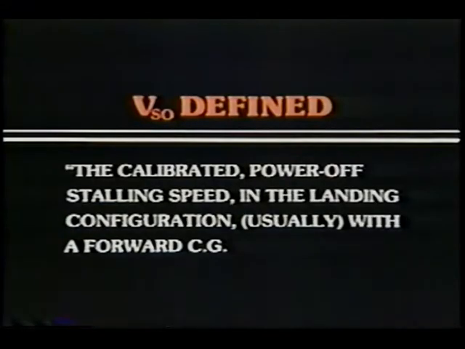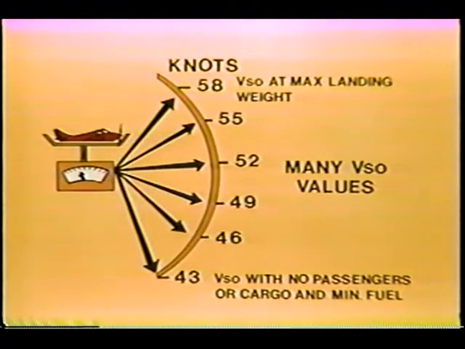So let's go back and take another look at the definition first. For the purpose of this discussion, VSO is the calibrated power-off stalling speed of an airplane in its landing configuration, and usually with a forward CG. Please note, however, that I did not say anything about max landing weight in the VSO definition. VSO is not your stall speed at max landing weight unless you happen to be at max landing weight at the time. At any other time, you'll be at something other than max landing weight, which usually results in a lower VSO.